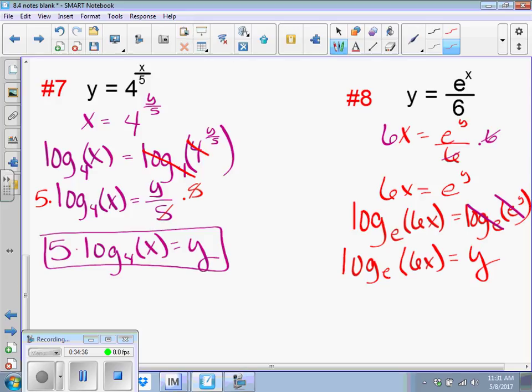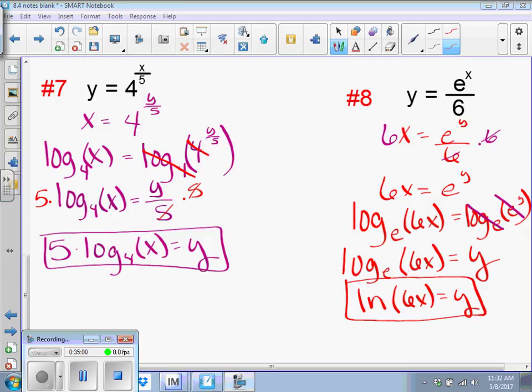What is log base e? Ln. Log base e is the natural log, right? So, although this is correct, you won't see log base e. They won't put that, just like they won't put log base 10. You'll see ln of 6x equals y.